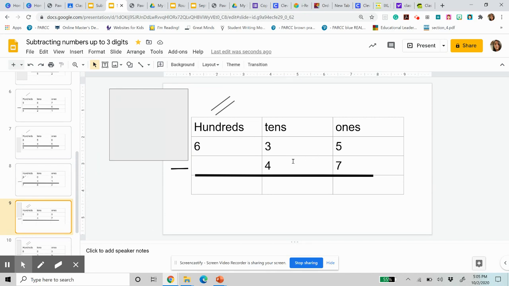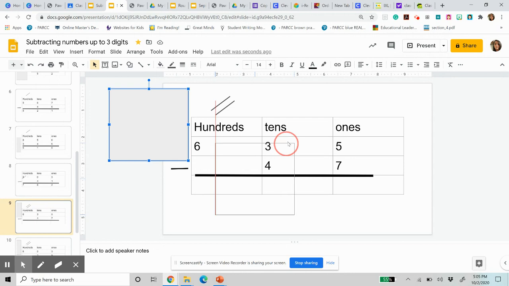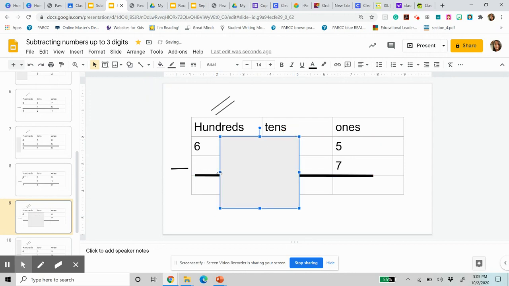635 minus 47. Okay. Well, here's my paper. Just push it over here. Okay. So now I'm starting here. Very easy. Oh, 5 minus 7. Oh boy. Right? 5. I can't go 7. 1, 2, 3. Nope, not going to happen.